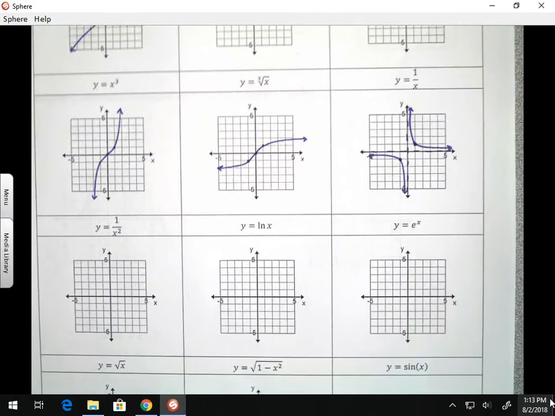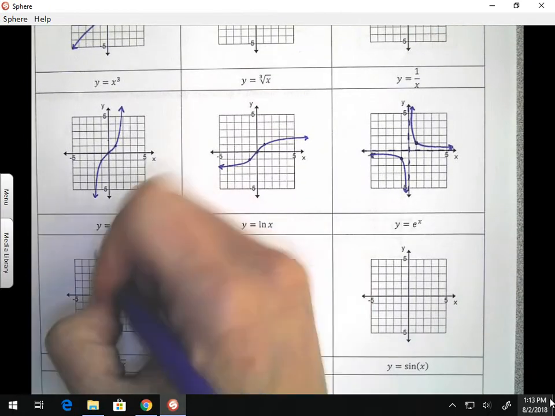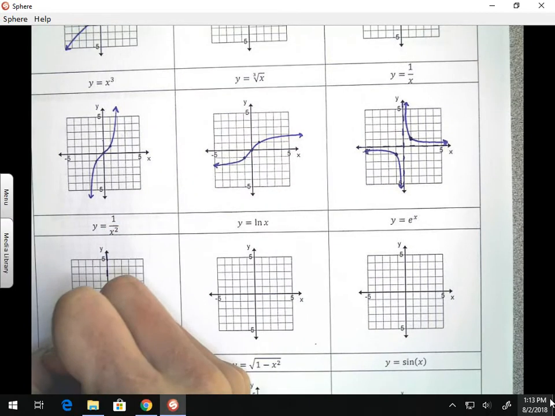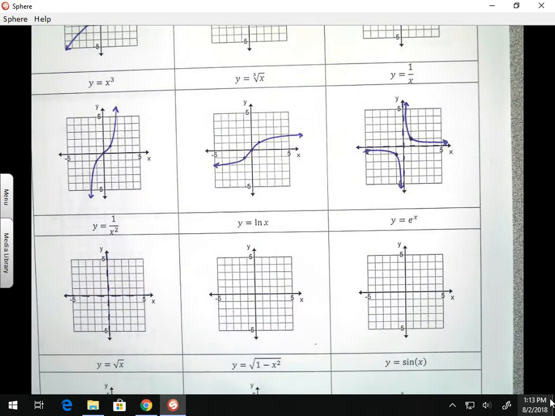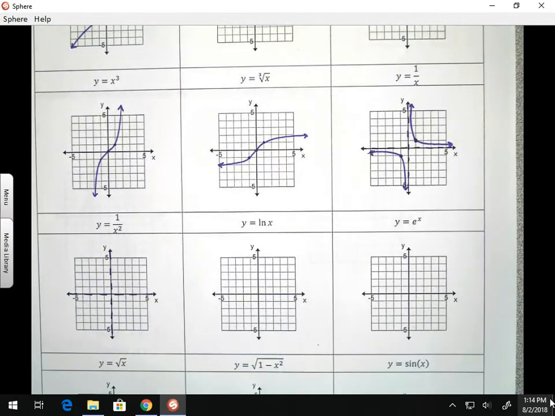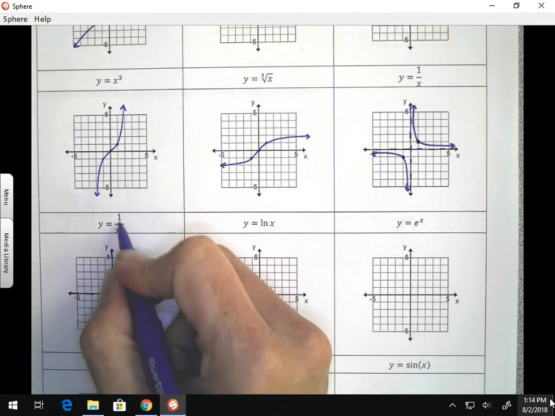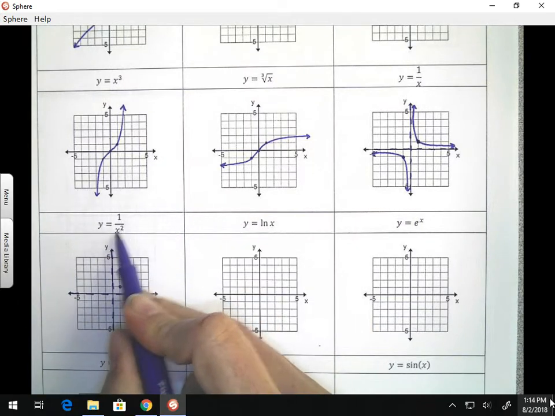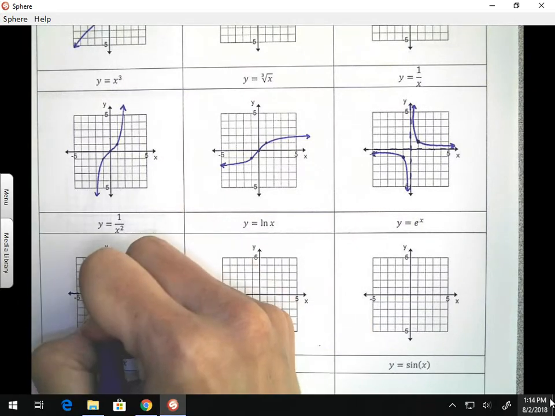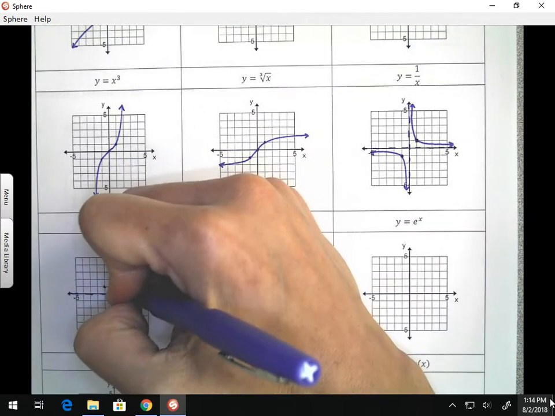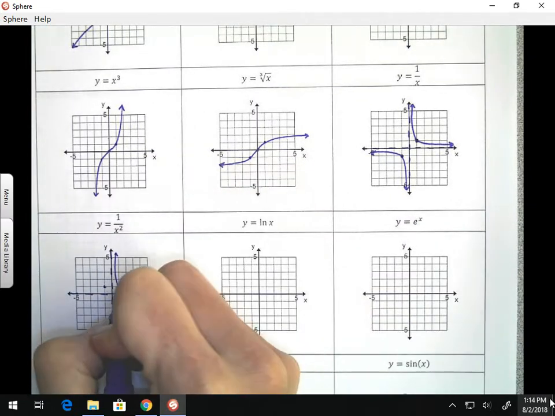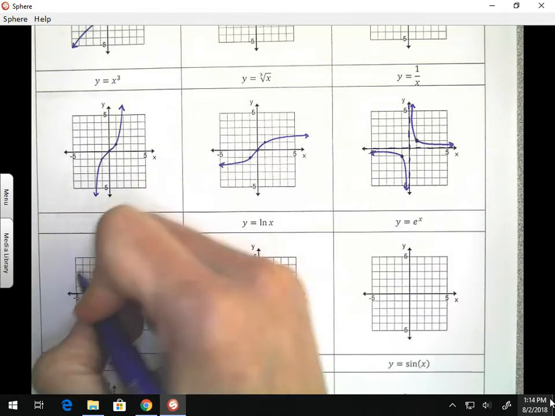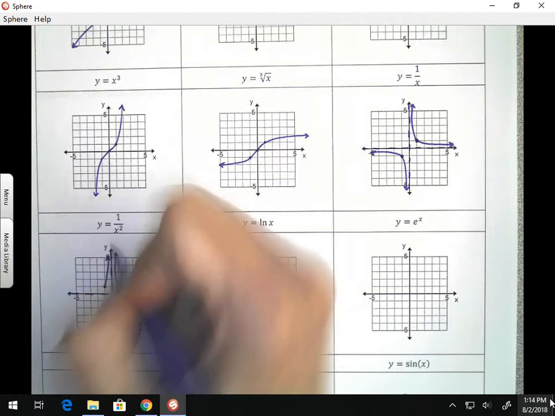Now, for y equals 1 over x squared, we have a similar situation here with our asymptotes. But now my points are a little different. If I plug in a positive 1, I'm still going to get 1. If I plug in a negative 1, that square is going to make it positive, so we have a positive 1. So now this piece is going to look the same, but what was below the x-axis here is just going to come above.